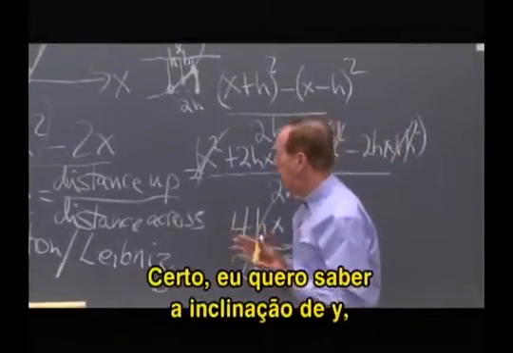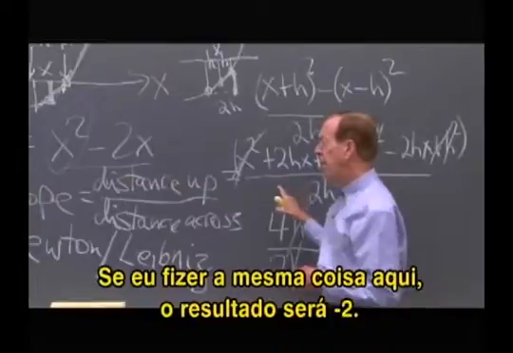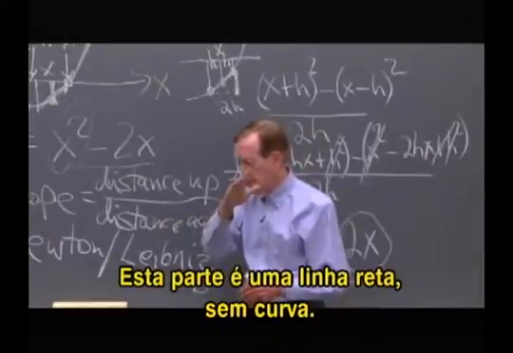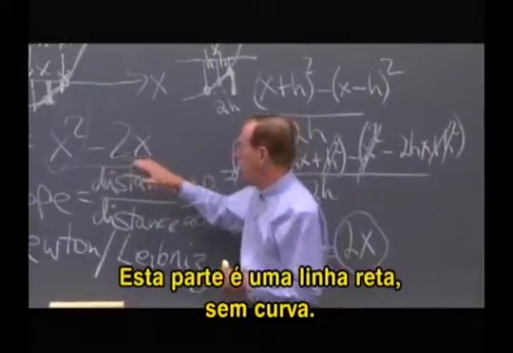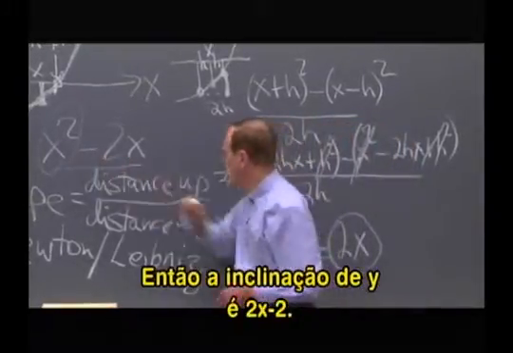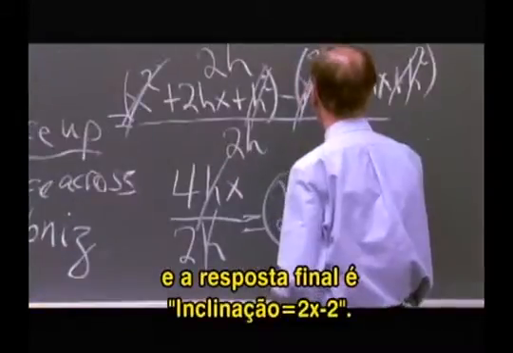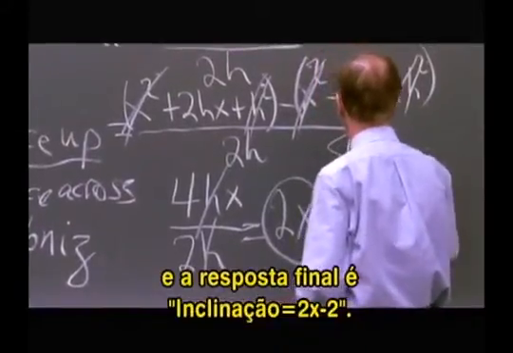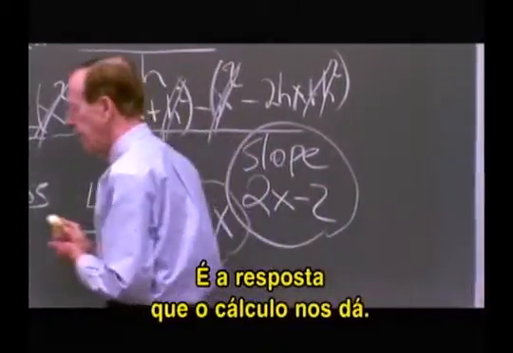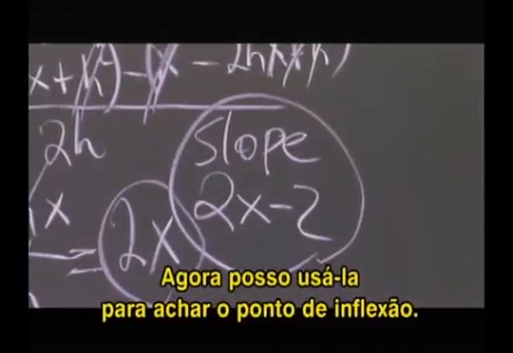Okay, now I'm looking for the slope of y, so I have to remember this part. If I do the same here, it'll be minus 2. This part is a steady, no curve here. The curve is coming from there. So the slope of y is 2x minus 2. So this was the part from the x squared, and now the final answer is slope equals 2x minus 2. That's the answer that calculus gives. And now I'm ready to use it to locate that bottom point.